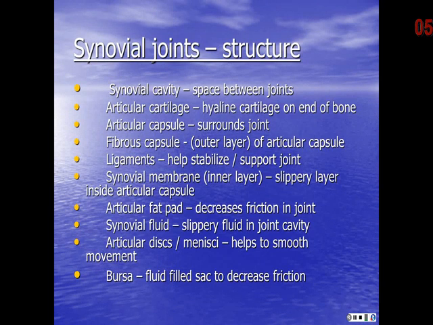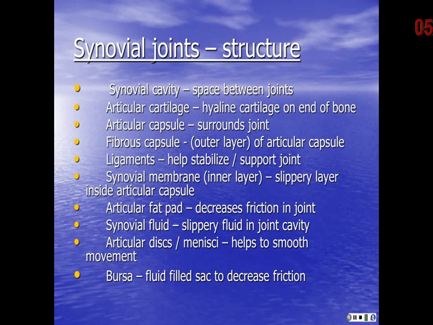The outside surface of the articular capsule is the fibrous capsule, which is tough and durable. The inside surface of the articular capsule is the synovial membrane, which is smooth and slippery. Oftentimes, these joints will have ligaments, which might be inside the capsule, outside the capsule, or both to make them more stable. In the knee, we have an articular disc called the meniscus to smooth movement. The sternoclavicular joint also has an articular disc.